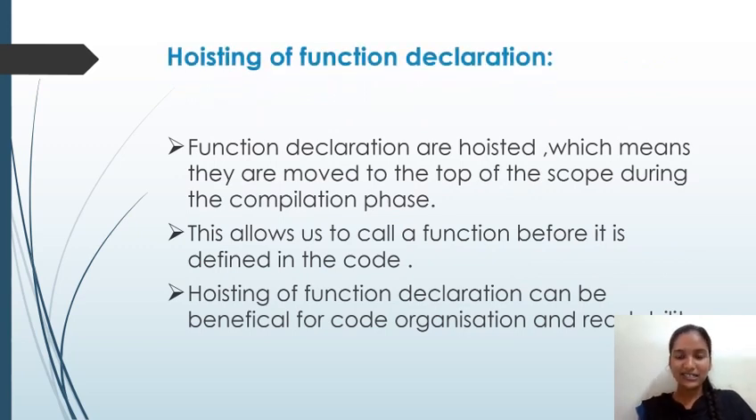Next, hoisting of function declarations. Function declarations are hoisted, which means they are moved to the top of the scope during the compilation phase. This allows us to call a function before it is defined in the code. Hoisting of function declarations can be beneficial for code organization and readability.